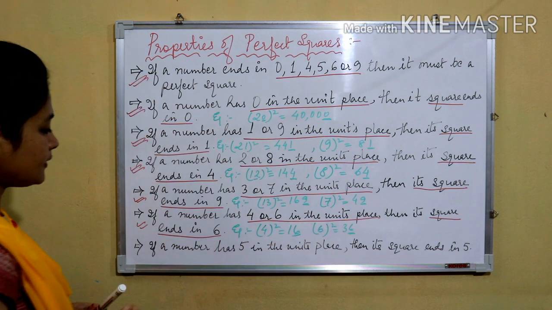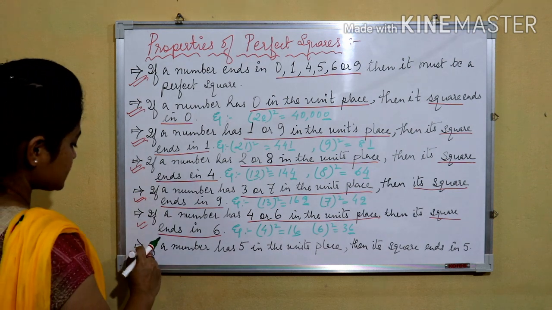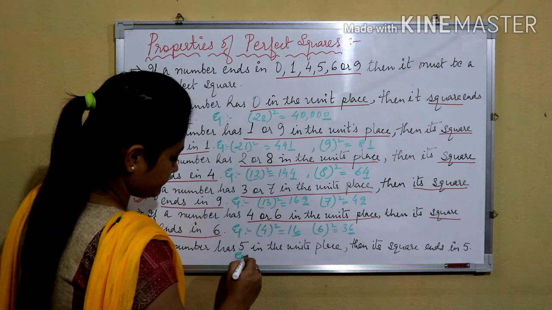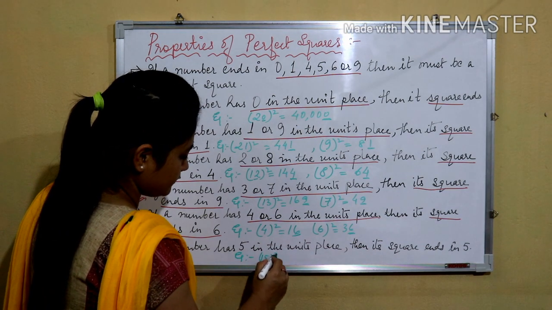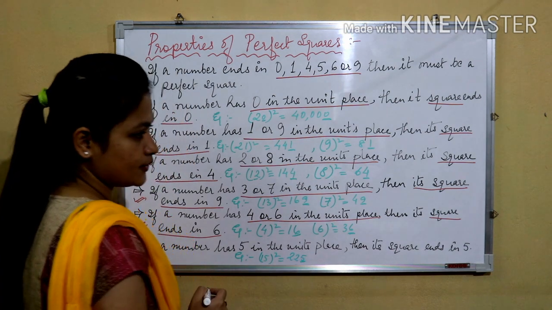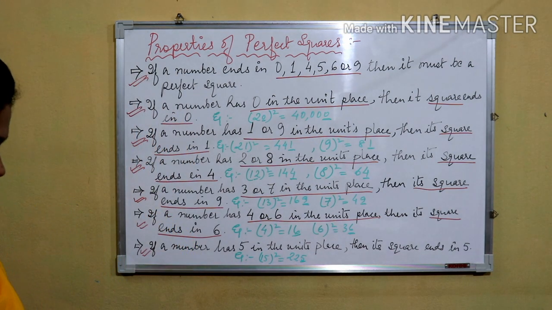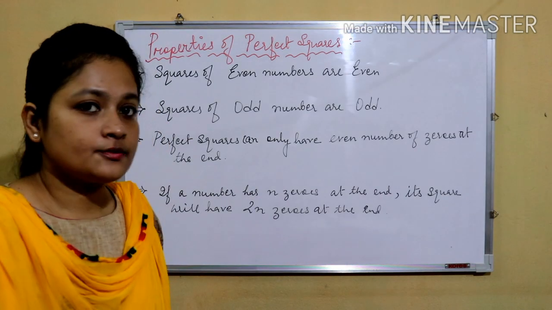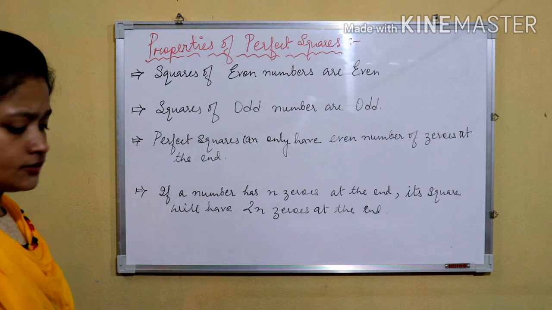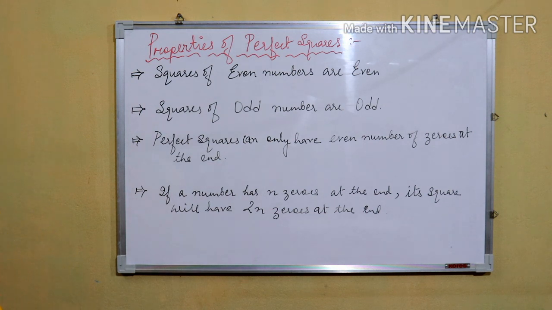So any number which ends with 4 or 6, its square ends with 6. Same way, if the number has 5 in its unit place, for example, if I write 15 square, which will be 225, this square ends with 5. Some more properties here. Squares of even numbers are even, squares of odd numbers are odd.